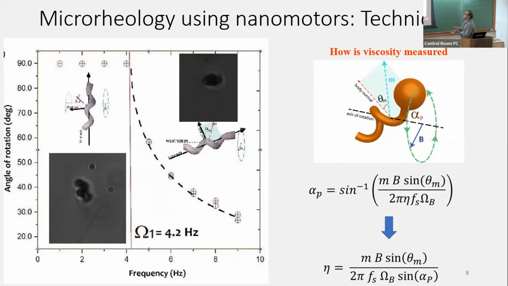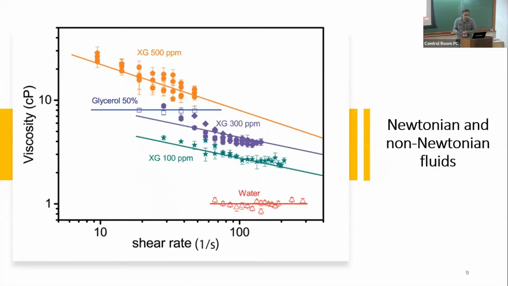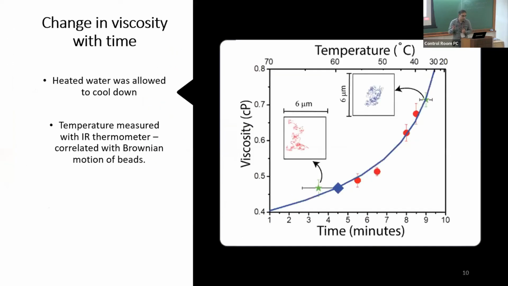If you rearrange this equation, you can get out the viscosity term, and that is how we can measure viscosity using nanomotors. So we took this and we tried it in multiple fluids. Some of them are Newtonian, which is glycerol and water, and we don't see any shear thinning property. But if you go to a shear thinning fluid like xanthan gum, you can see that as we increase the actuation frequency, we can see the shear thinning property. So this proves that we are measuring shear thinning and we are measuring viscosity using nanomotors.